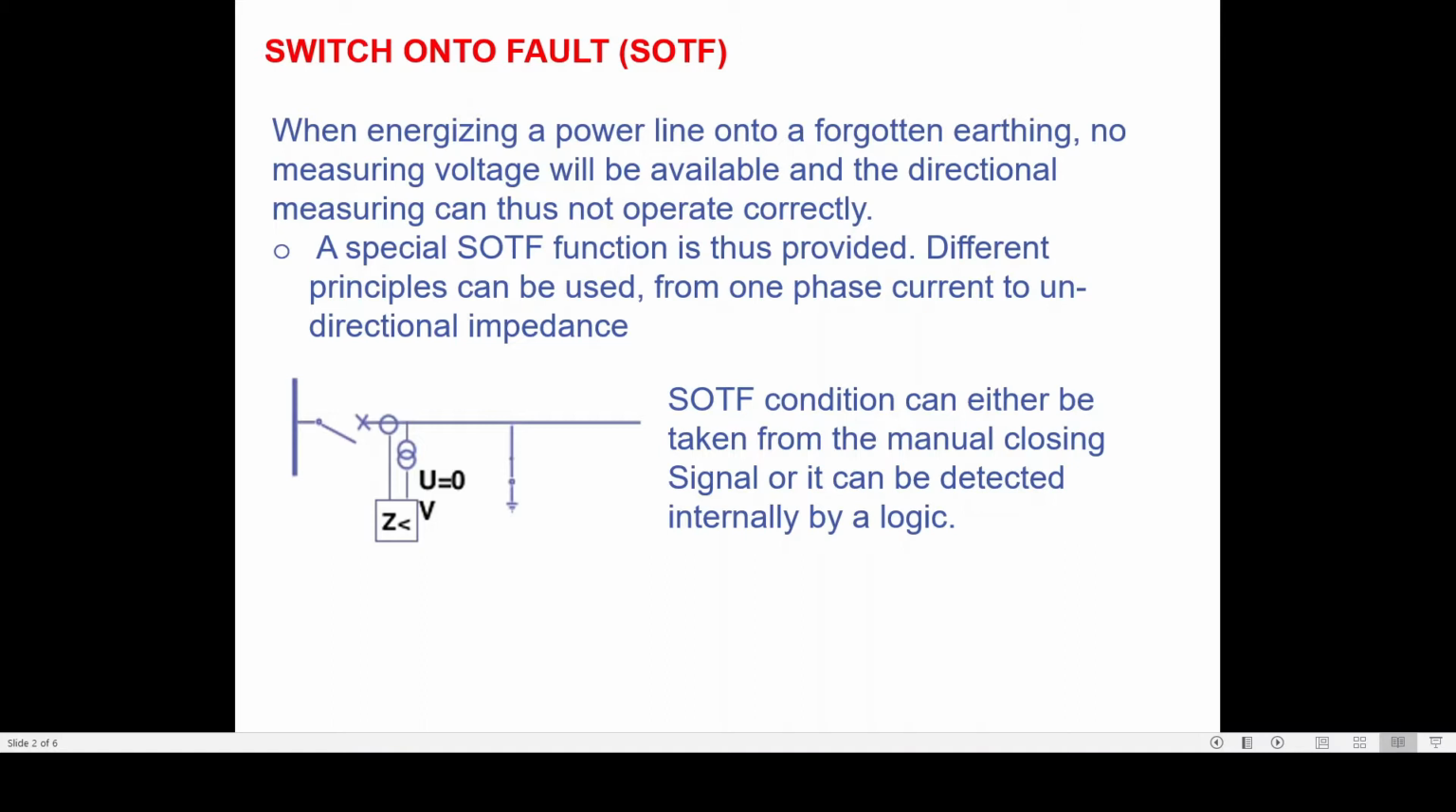There is a possibility that they might have forgotten to remove the safety earth from the transmission line. There is also a chance that the earth switch at the remote end is closed, or there might be a local earthing or safety earthing at the remote end as well as local earthing. So these are some of the causes of existing fault on a transmission line.